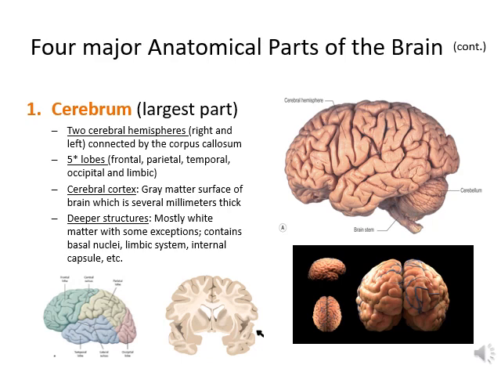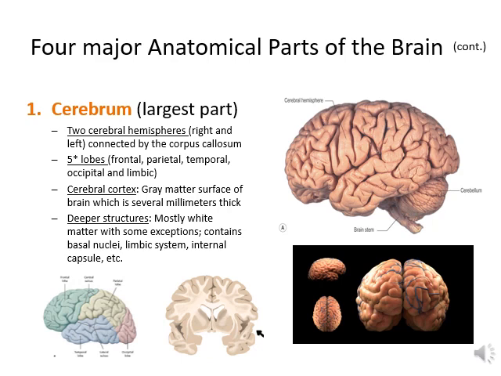According to our textbook, the cerebrum can be further divided into five lobes. In some other books, it may be four lobes or six lobes. But in our textbook, the cerebrum is divided into the frontal lobe, parietal lobe, temporal lobe, occipital lobe, and limbic lobe. We will talk more about it later.